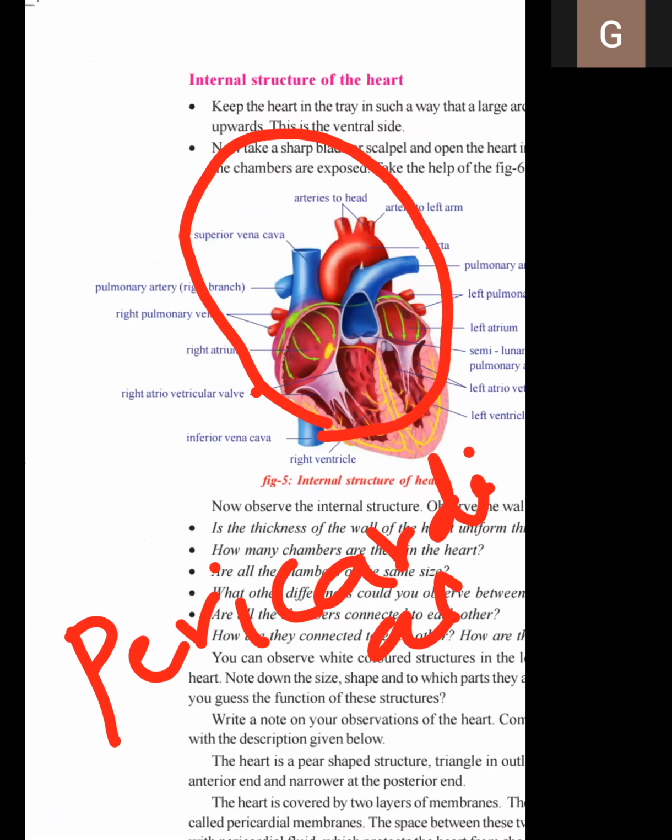The two membranes are filled with a fluid called pericardial fluid, and the function of this pericardial fluid is to protect the heart from injuries and shocks.